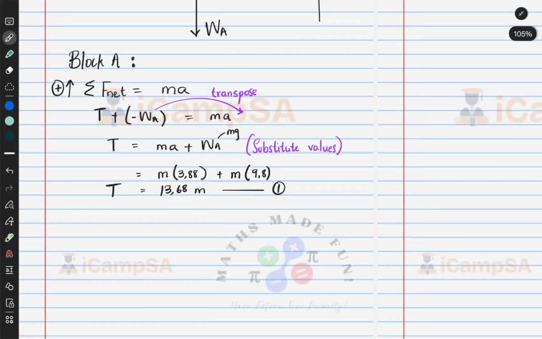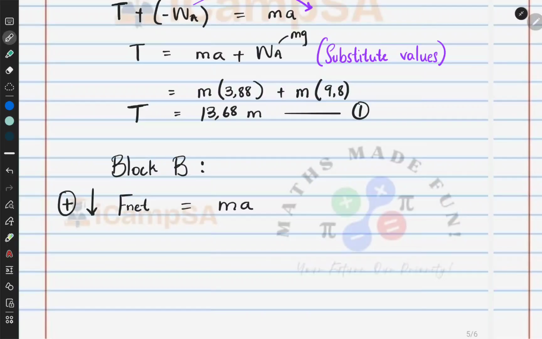So block B, I choose downwards as positive for block B. Why? Because it's moving downwards. It's a convenient direction to choose, okay? So that's what happens with me. And then I have t pulling up, so t will be negative, plus the weight of block B, is equal to m a. a is positive because it's moving downwards, okay?